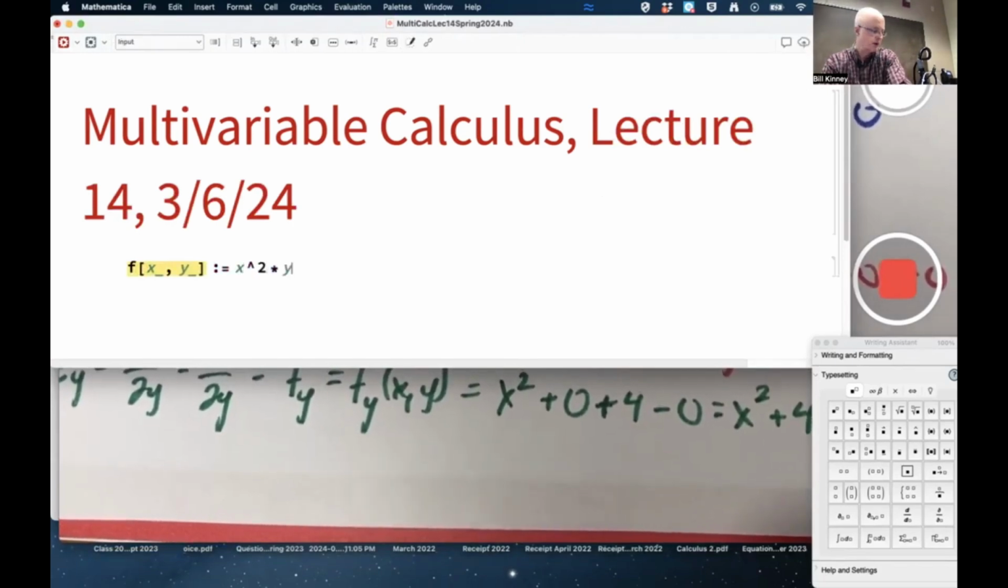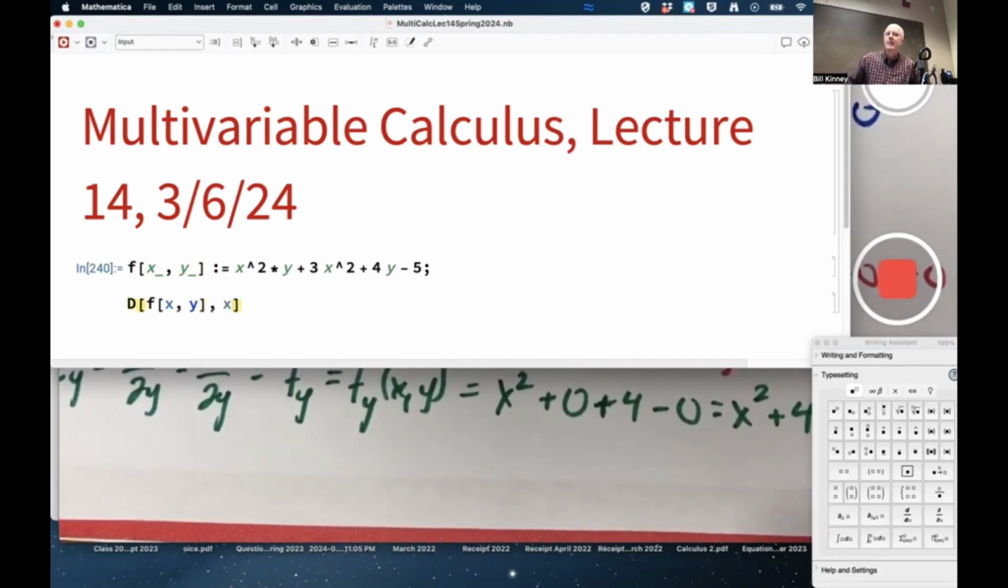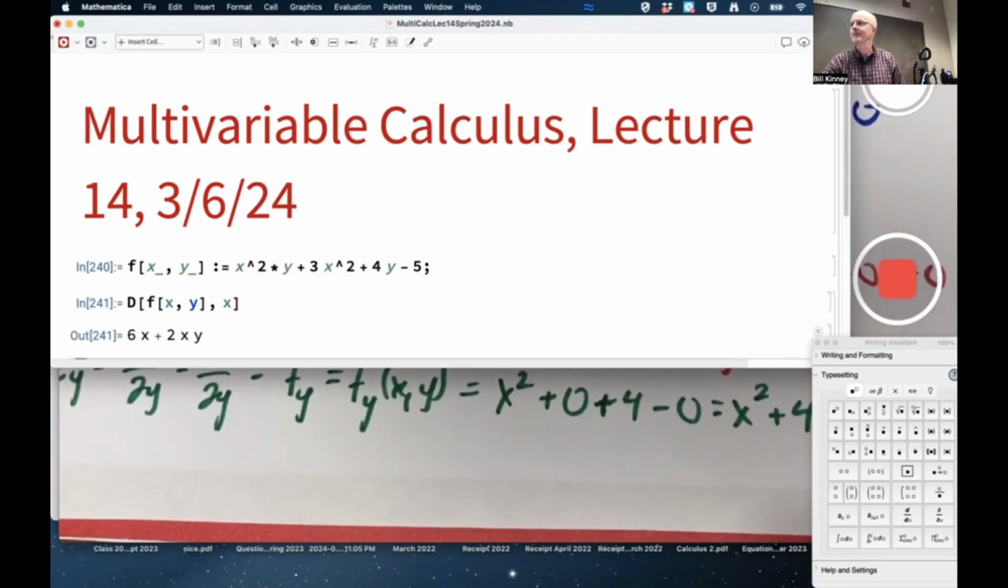Formula is x squared times y plus 3x squared plus 4y minus 5. If I want to confirm my partial derivative calculations, the quickest way to do that here with two variables is not to use a prime, but instead to use a capital D. With that kind of syntax, that'll differentiate. The comma x at the end means with respect to x. And if I put a comma y, then it'll be with respect to y.